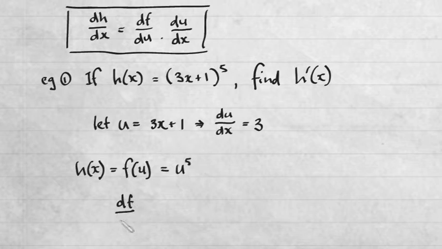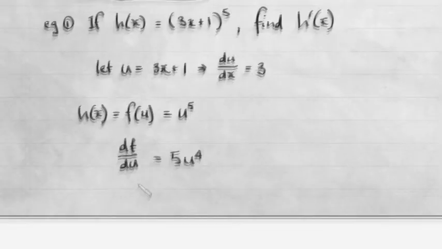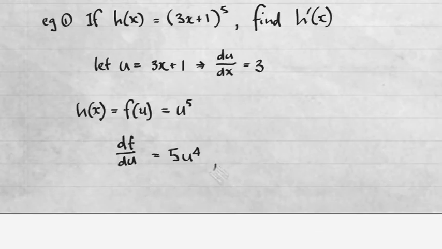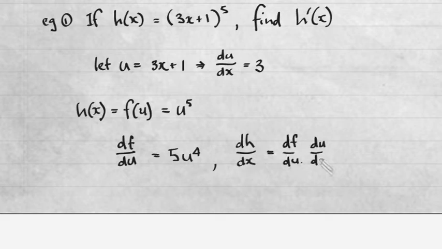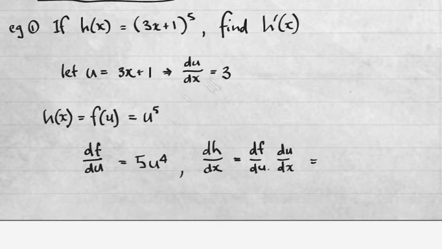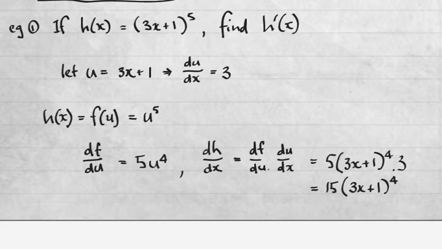And if we take the derivative of f with respect to u, then that just gives us 5u to the power 4. So by the chain rule then, the derivative of h of x with respect to x is the product of df/du times du/dx. And in this case that's equal to 5 outside of (3x plus 1) to the fourth times 3. Just tidying that up gives us 15 outside of (3x plus 1) all to the power 4.